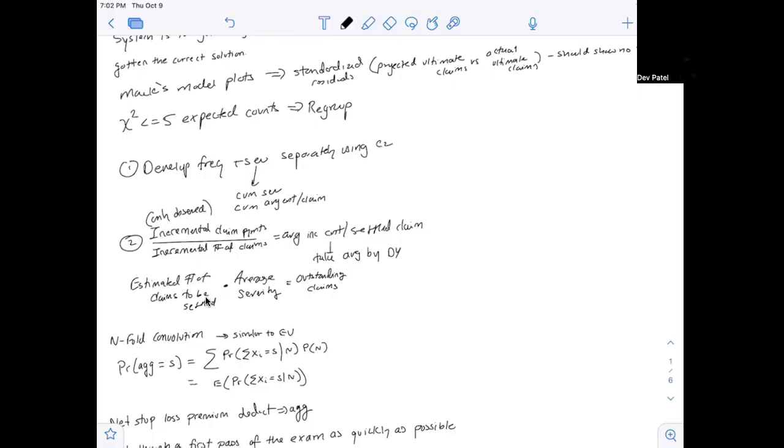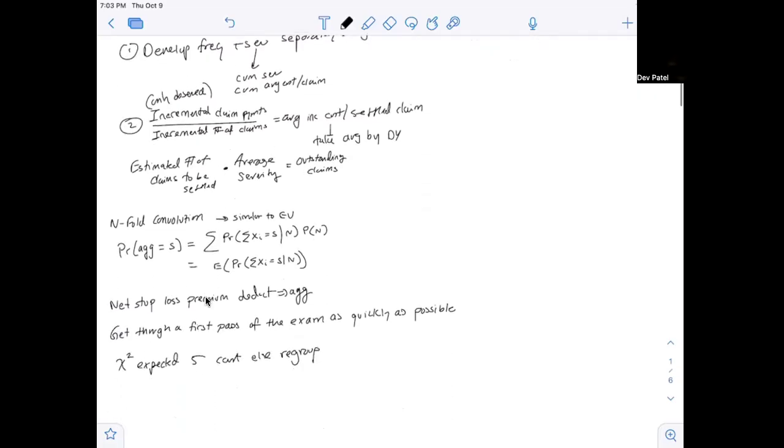So typically, the second way is the preferred way, but I have seen questions in practice exams where, if you were to do the first way, they would tell you in the question to do it the first way, where you develop the frequency and individual severity separately and then multiply them together.